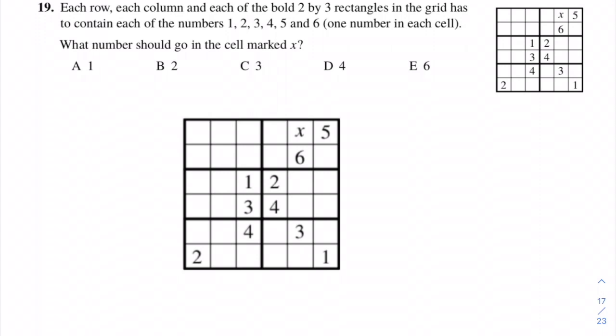One number in each cell. What numbers should go in the cell marked X? Okay, so X is here. This is the number we're trying to figure out. So this is basically just a Sudoku question. So let's go through each of the numbers one by one.